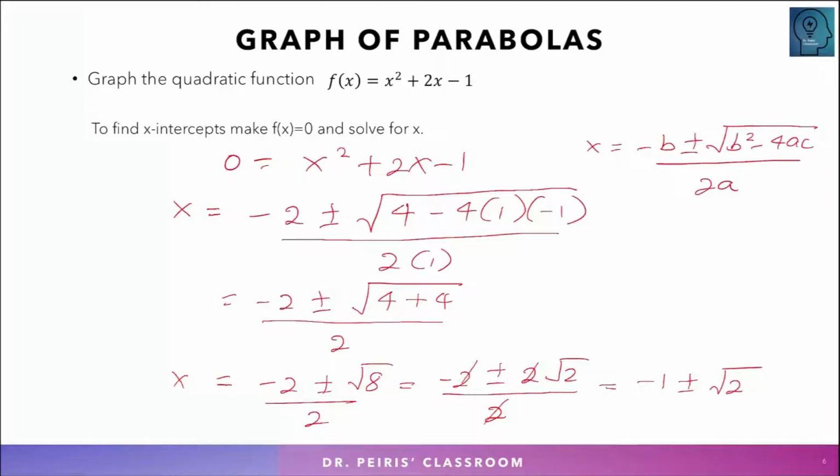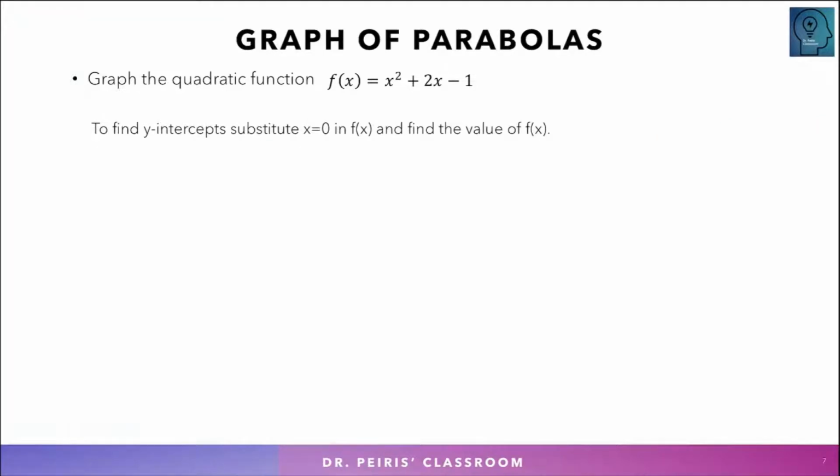That's the x-intercept. To find the y-intercept, we substitute x equals 0 in the given quadratic function. Then we can find the corresponding y value. So f of x equals, x is 0, so 0 squared plus 2 times 0 minus 1. So f of 0 is equal to negative 1. So the y-intercept is 0 comma negative 1. That's the y-intercept.